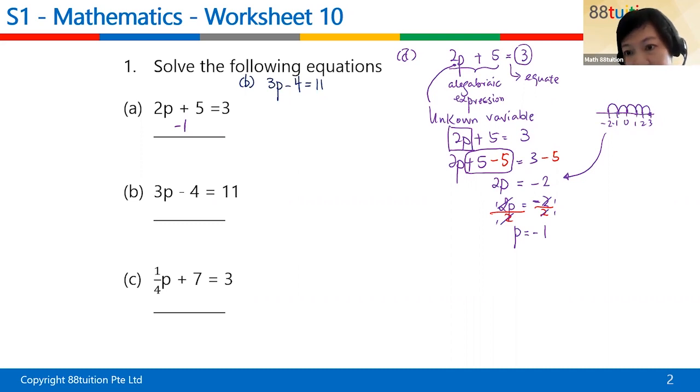Then Janelle, can you help me with this question? 3p minus 4 is equal to 11. How can I get rid of the 4 to make it 0? What we are doing here is to make it 0, you see? Are you able to help, Janelle? Give a try, no problem for that.